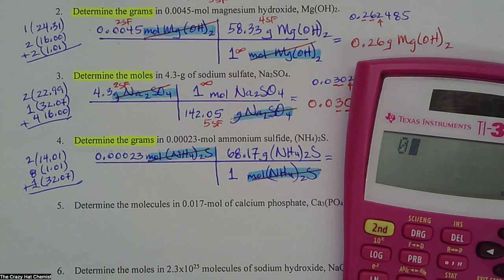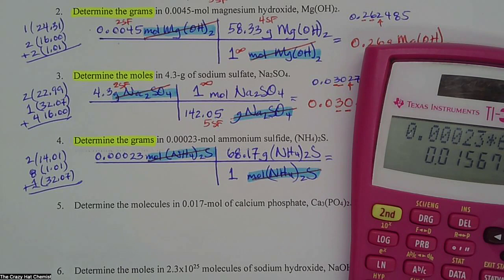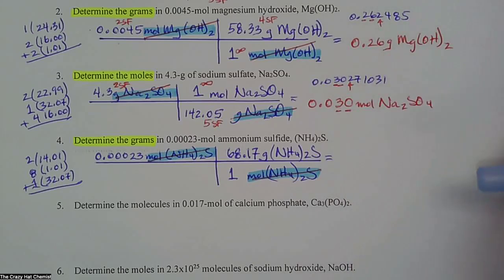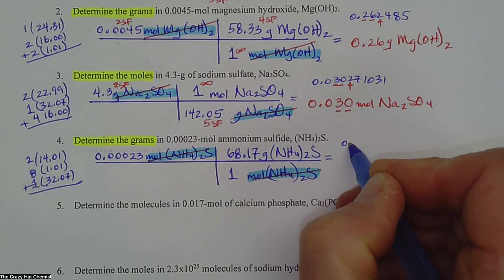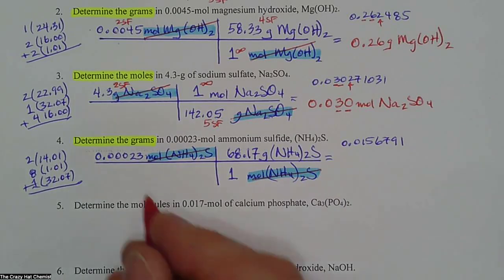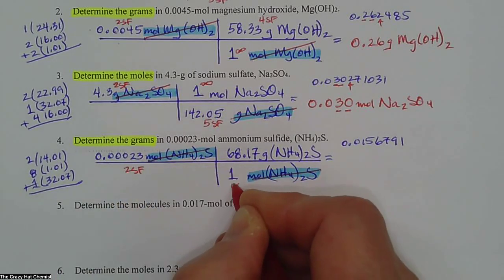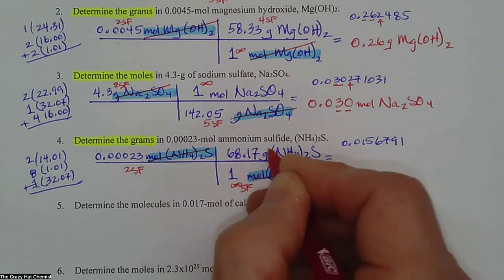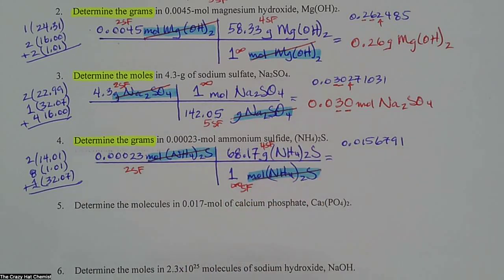So it is 0.00023 times 68.17. Okay, and I'm going to get that number that you should see there. I'm just going to do it on my other calculator just to make sure. 68.17 multiply, and yeah. So the number that I get in my calculator is 0.015671. Hopefully you're getting the same number. This number has 2 significant figures. This has an infinite number of significant figures. And this has 4 significant figures. So the least number of significant figures is 2.